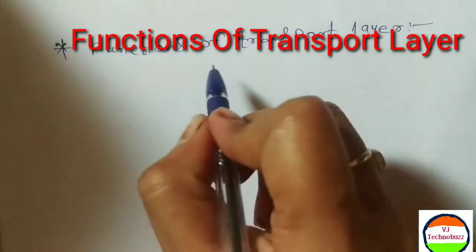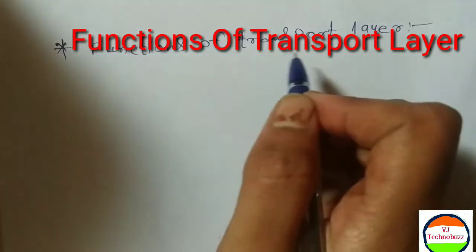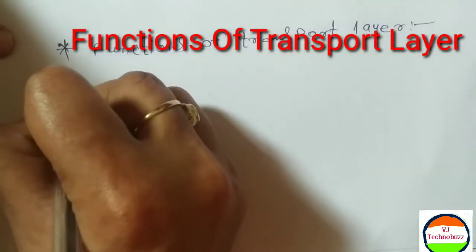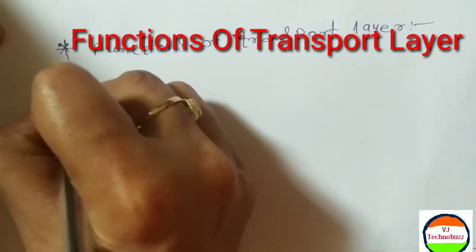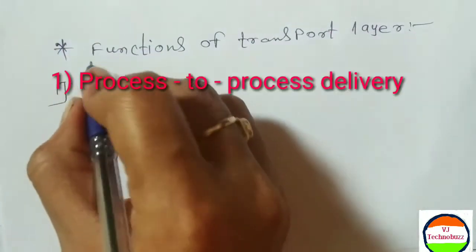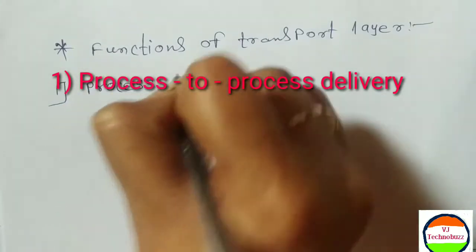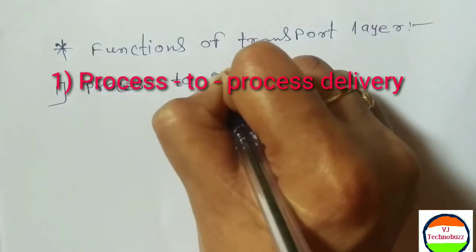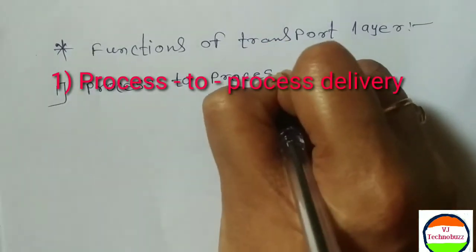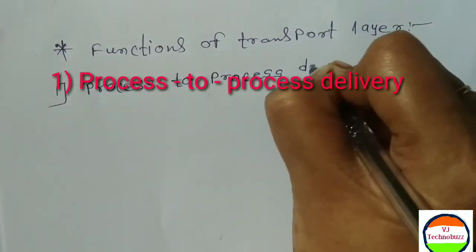Next point in transport layer is functions of transport layer. So the first function of transport layer is process to process delivery.